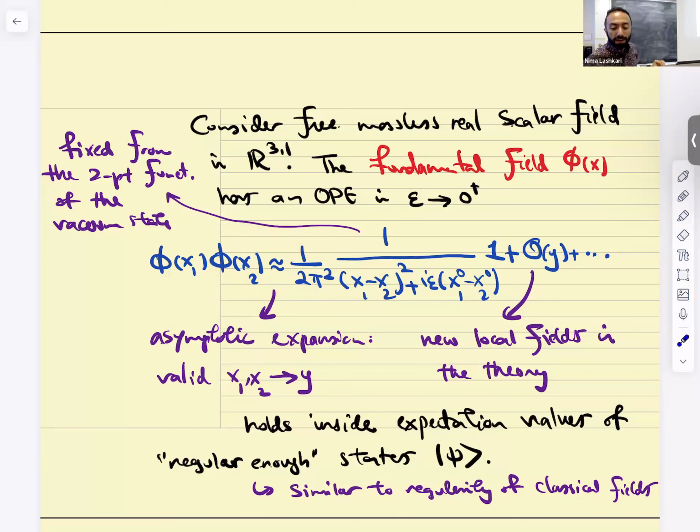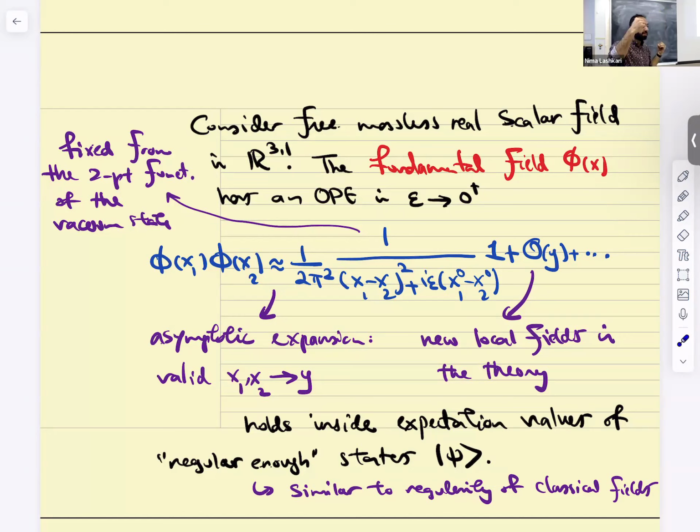We say phi of x1, phi of x2 is 1 over 2 pi squared, 1 over (x1 minus x2) squared plus i epsilon (x1^0 minus x2^0). This is the i epsilon prescription. Identity operator plus O of y plus other stuff. So what are we saying? We're saying that two operators near each other could be expanded in the basis of all composite operators, all operators in the theory.